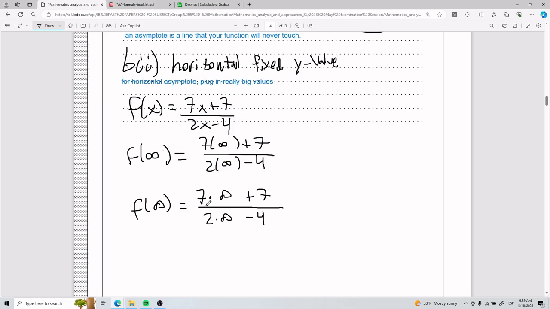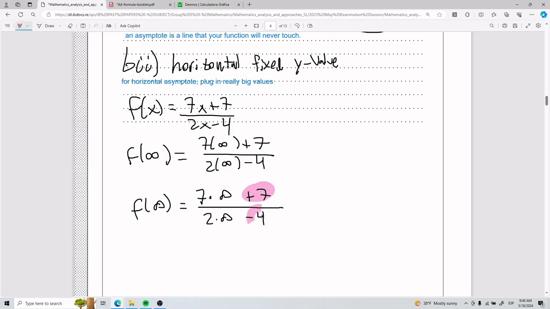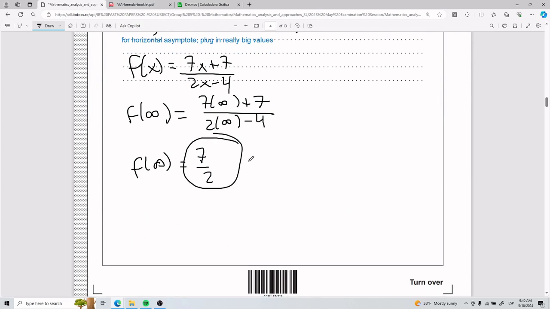So just think about it as 7 times a massive number plus 7 divided by 2 times a massive number minus 4. How much effect do you think these numbers are going to have? Nothing. They're going to have no effect because they're next to a massive number. Once you plug in infinity, the 7 and the negative 4 don't really matter. And so technically, what you're really looking at is 7 over 2. The equation for the horizontal asymptote is just going to be y equals 7 over 2.